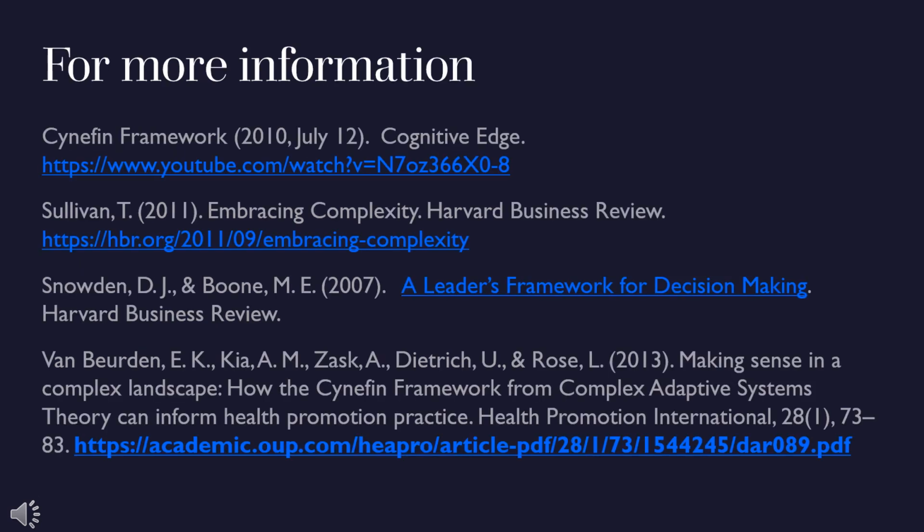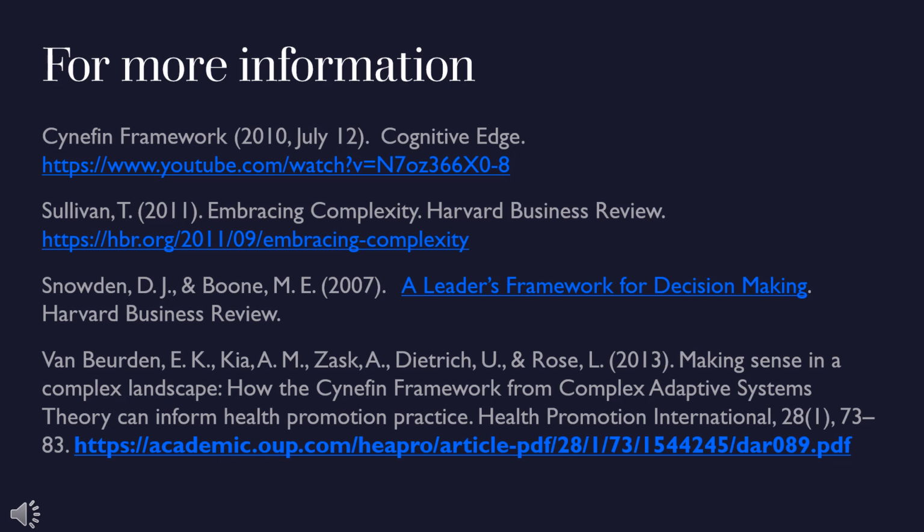Of course, as mentioned very early in the introduction to this module, this was a very brief introduction to some concepts around complex adaptive systems and complexity that form the foundation of our approach. For more information, here are some additional links to the articles and resources that were used for developing this module.